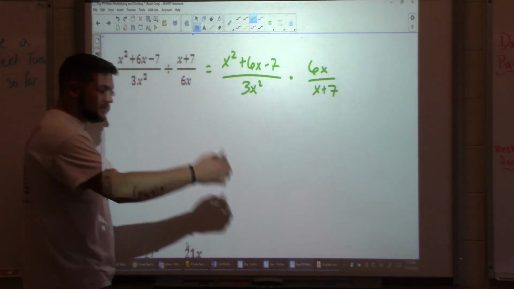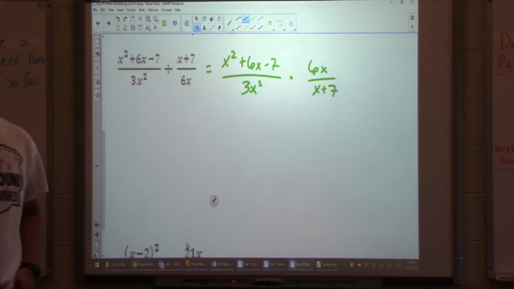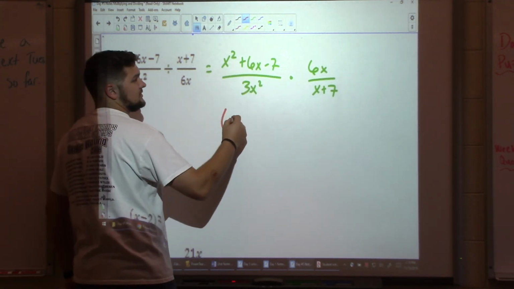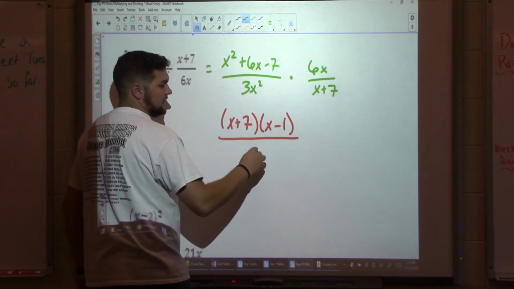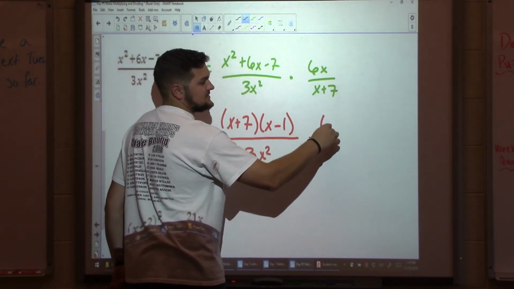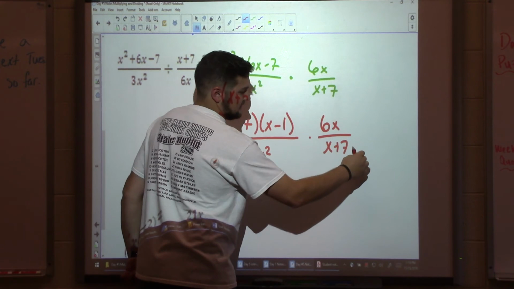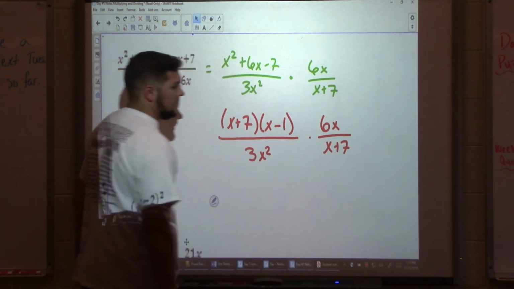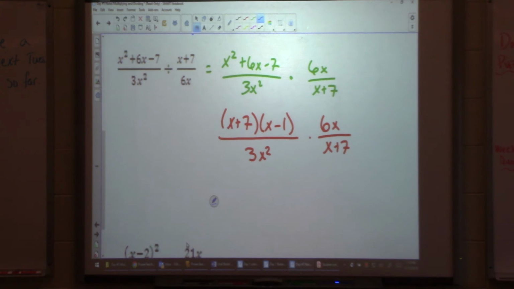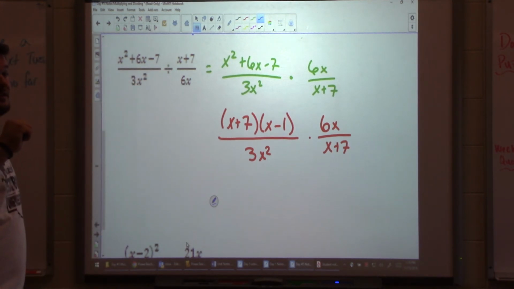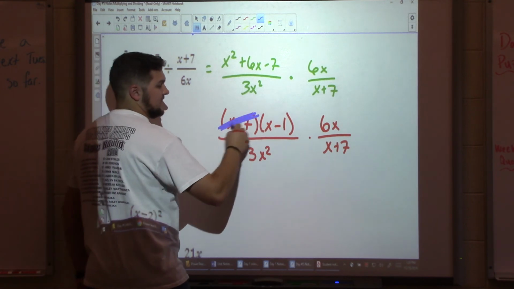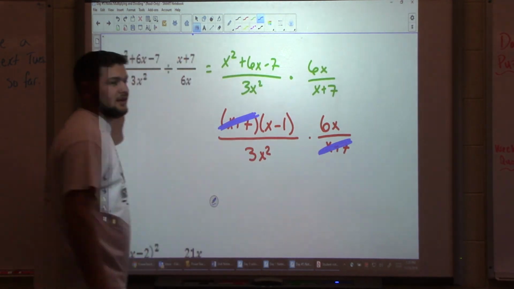So first things first, it's just like the problems we did before. Factor everything first. My numerator can factor to x plus 7, x minus 1 over 3x squared times 6x over x plus 7. Do I have any terms that are alike in my numerator and denominator? X plus 7. Okay, so we have x plus 7, x plus 7. Those cancel out.